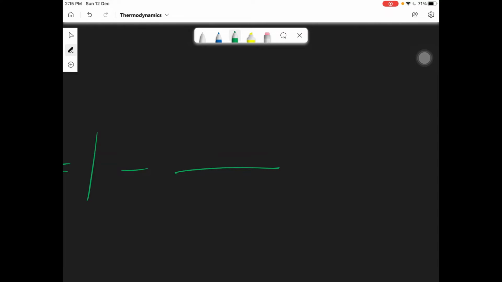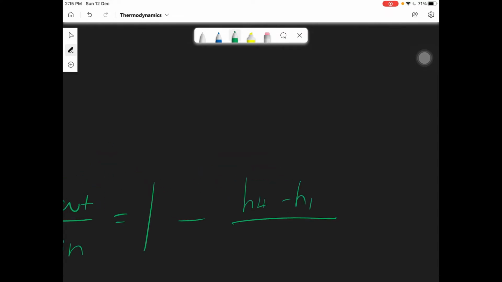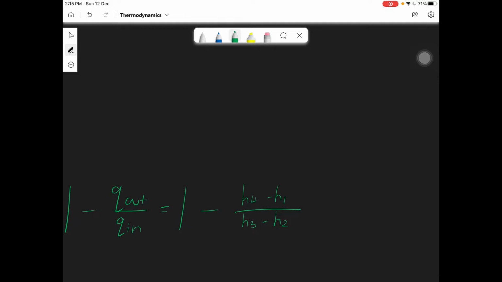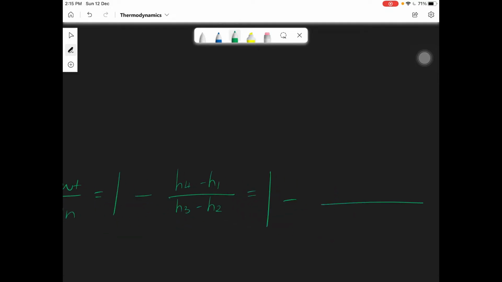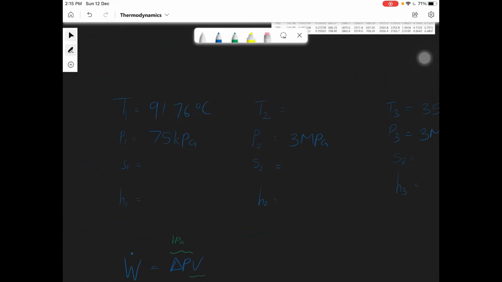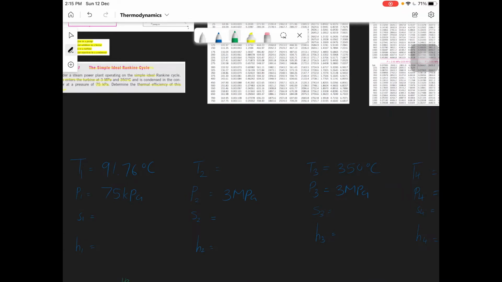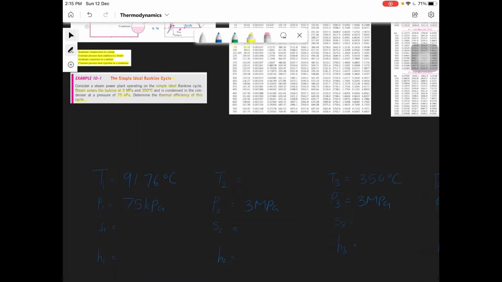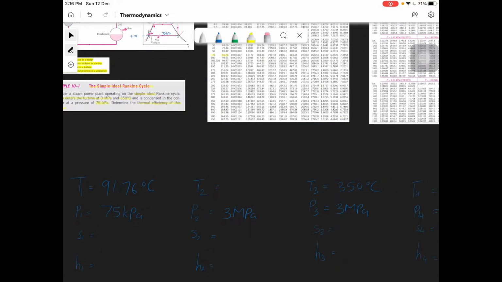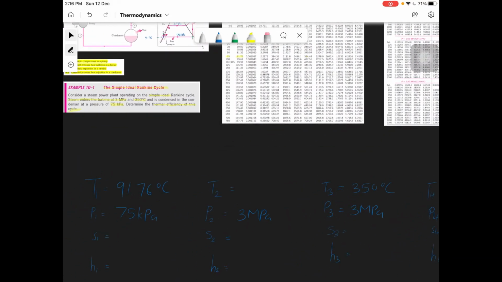So therefore we will get H4 minus H1 divided by H3 minus H2. Okay. So our goal is to find H1, H2, H3, H4. Let us determine. Now, I mentioned earlier that we can find H1 and H3 from the table. Let's find that.